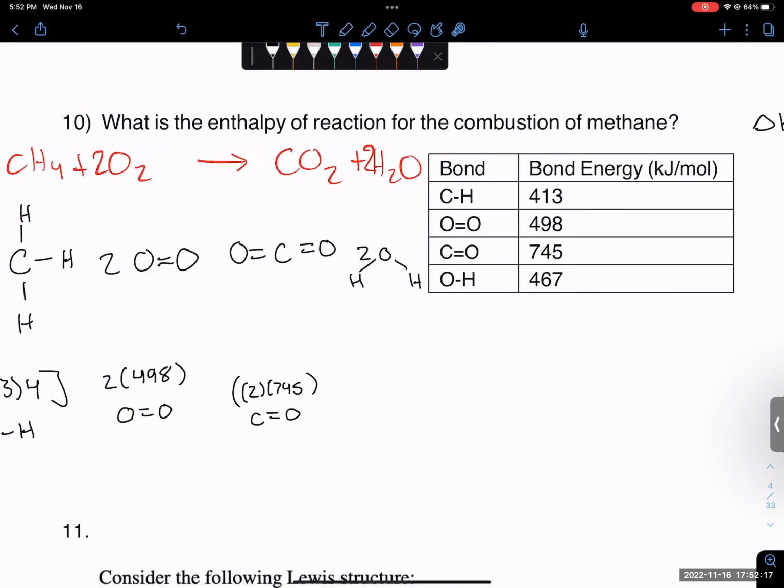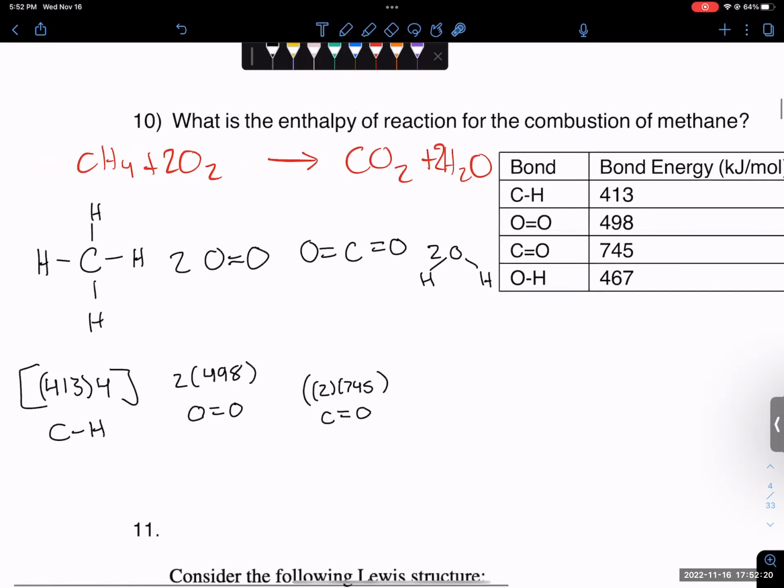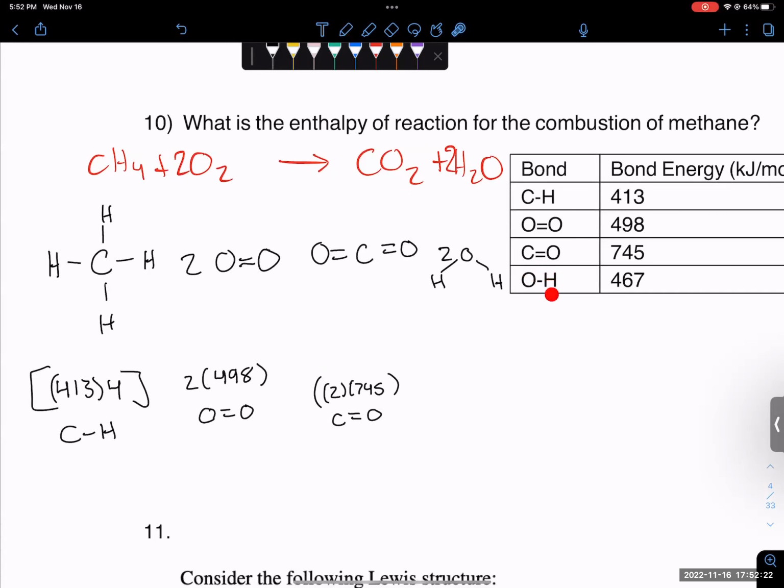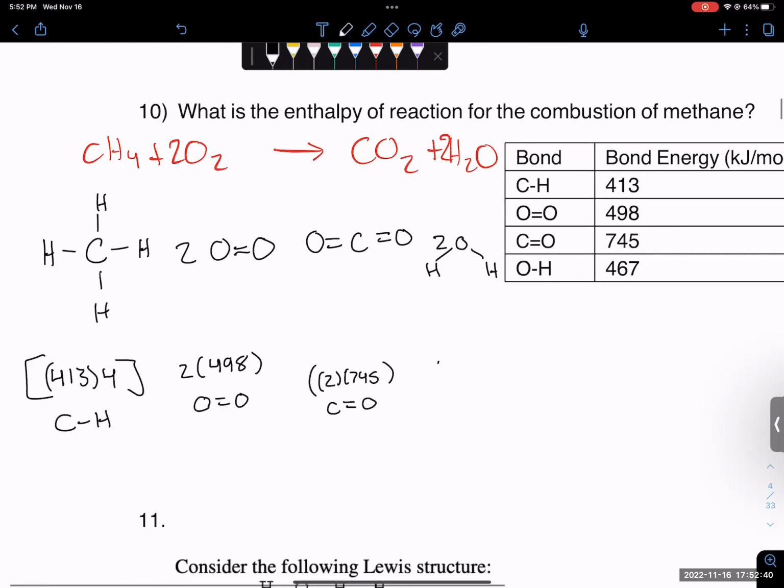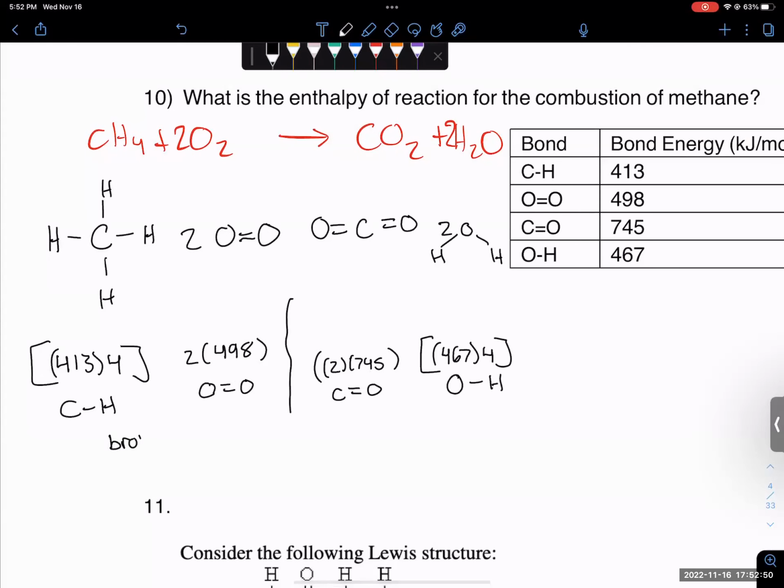On the reactant side, are we breaking any oxygen hydrogen bonds? No. What about the right side? Yes, we're forming some, right? How many? 4, right? Because each water molecule forms 2 oxygen hydrogen bonds, and we have 2 water molecules for a total of 4 oxygen hydrogen bonds formed. So 467 times 4. This is our OHs. We can break this in half: this is our broken, and this is our formed.